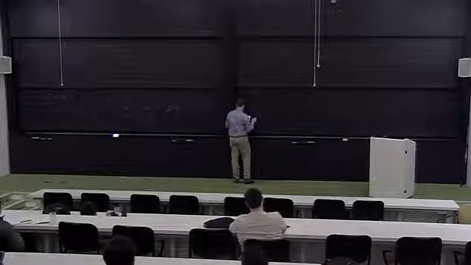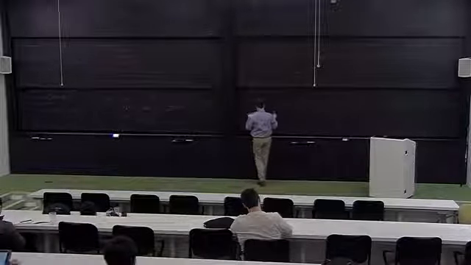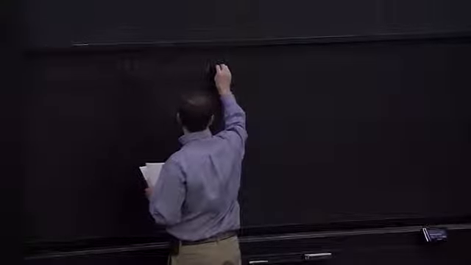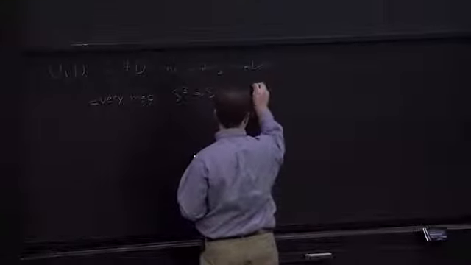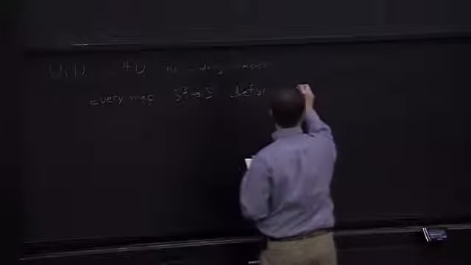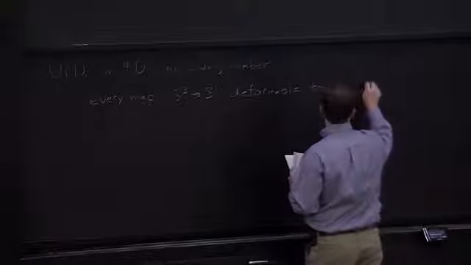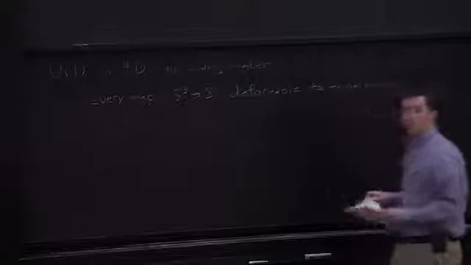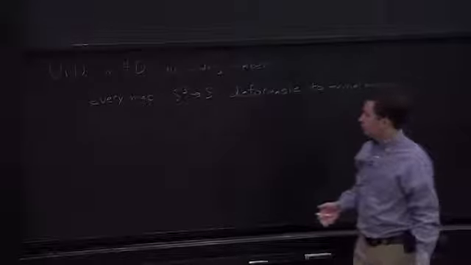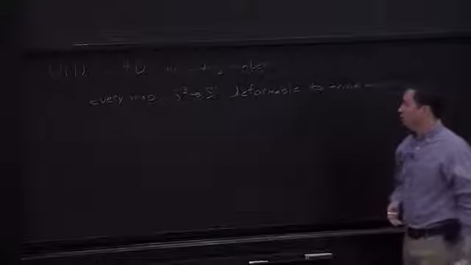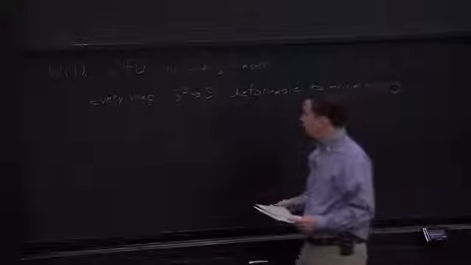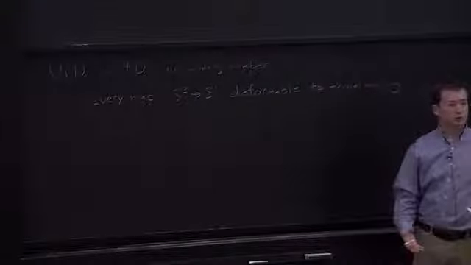So for U1 in 4D, there is no winding number. Every map on S3 to S1 is deformable to the trivial map. If you try to construct a non-trivial mapping, you can see with little effort that it always has to be continuously deformable to the identity. There's no way to wrap a 3-sphere around a circle.